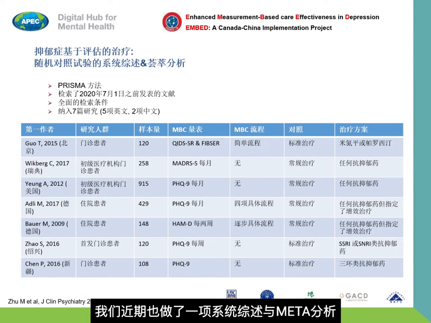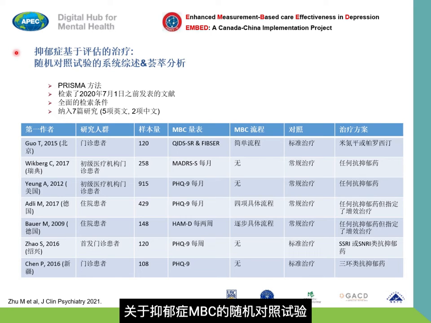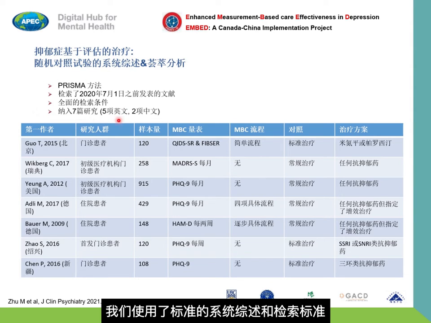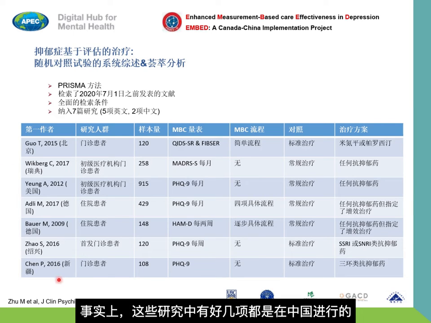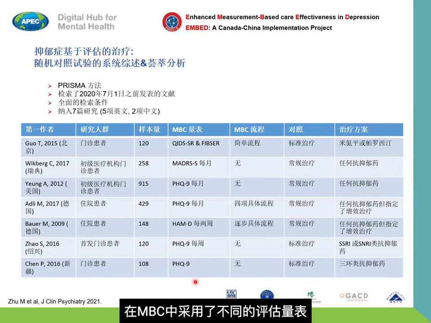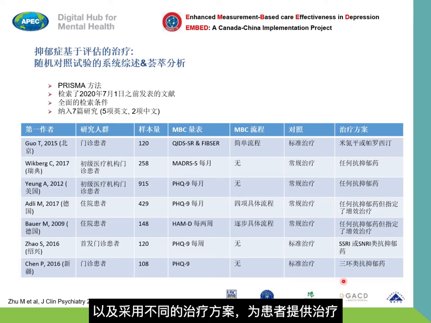We also conducted a recent systematic review and meta-analysis looking at all the randomized controlled trials of measurement-based care for the treatment of depression. We used standard systematic review and search criteria and identified 7 studies that examined measurement-based care versus usual care. In fact, several of these studies were conducted in China using various rating scales for measurement-based care and various treatment algorithms to define treatment for the patients.